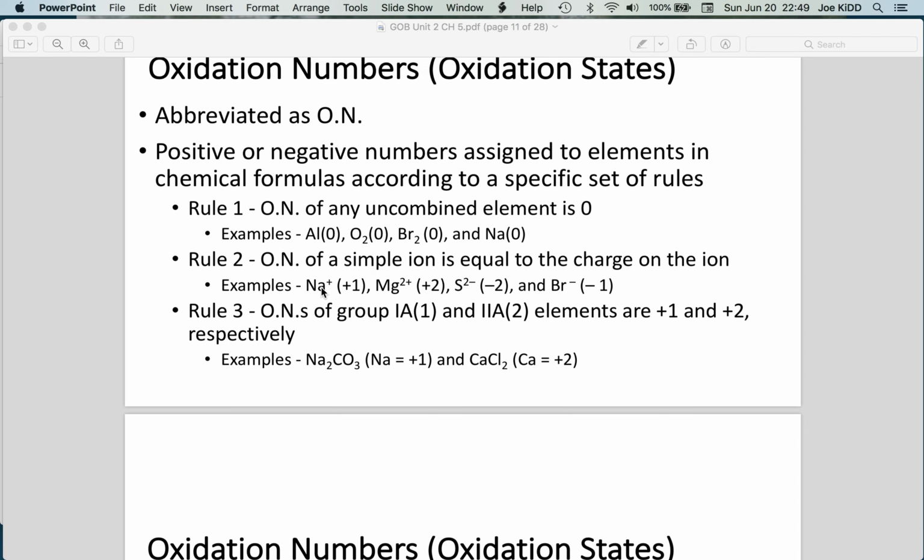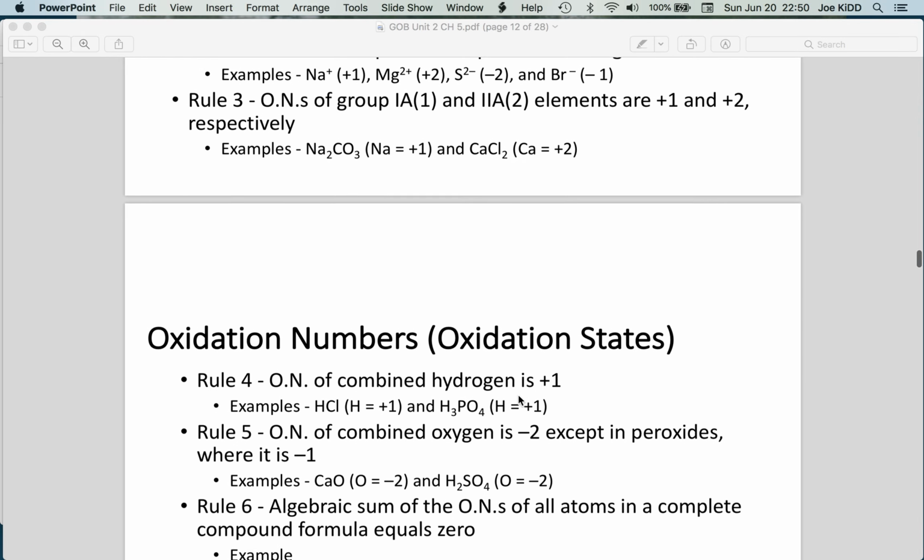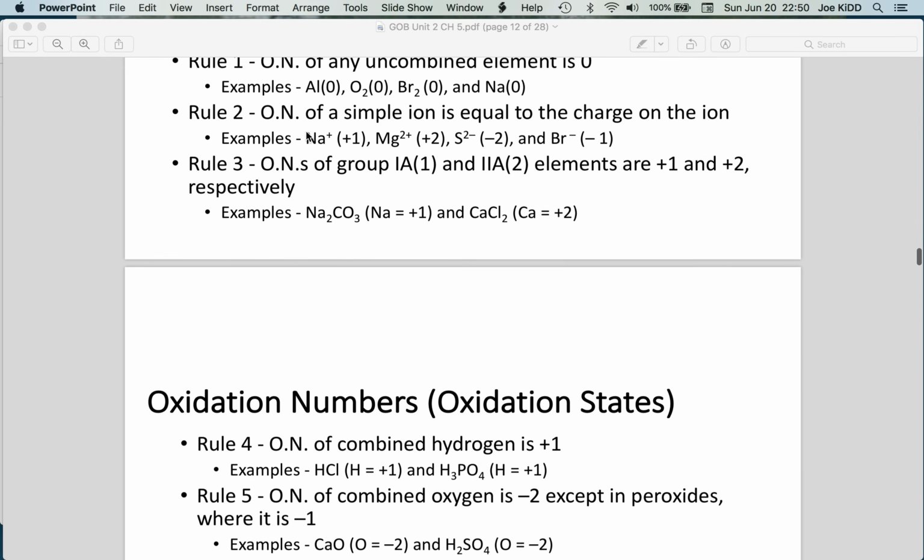So if I had something like Na+ or Mg2+ or S2-, the charge that is on that ion, whether it's a cation or an anion, is identical to the oxidation number. And then we have a couple other ones that are pretty straightforward. Group 1A will have a +1 charge, group 2A will have a +2 charge. So for example, sodiums will be a +1, calciums would be a +2. This falls fairly close in line with rule number 2, but just throwing it out there.